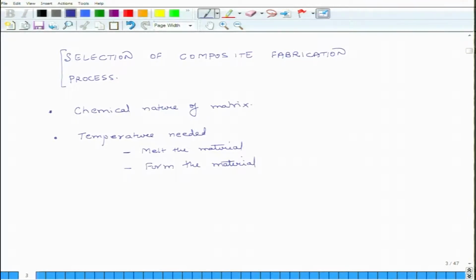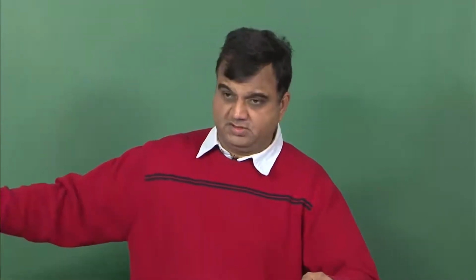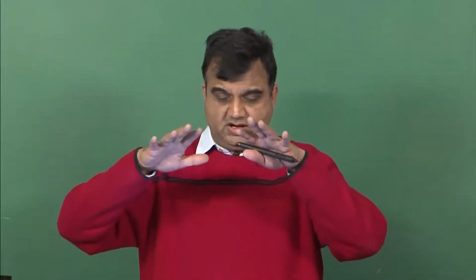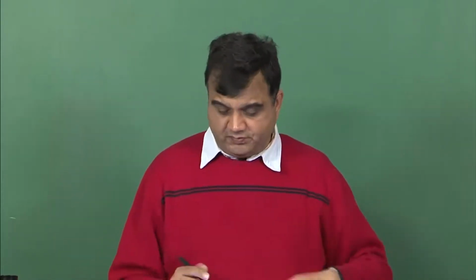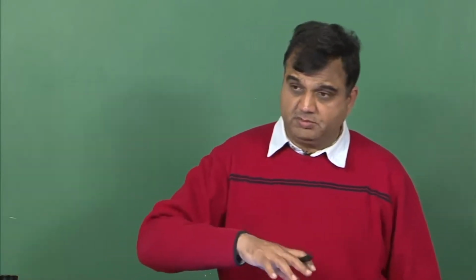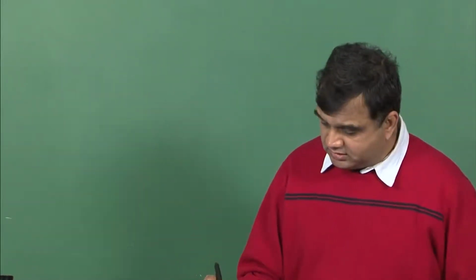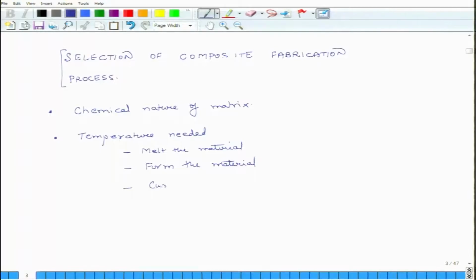okay. So, it could be that you already have a sheet of plastic which is already impregnated with continuous fibers, and all you want to do is somehow make it soft if it is a thermoplastic and give it a shape. So, here, at what temperature does it become soft enough so that you can form the material into the desired shape. The third temperature that could be relevant in your case is to cure the material. So, this is the third parameter.